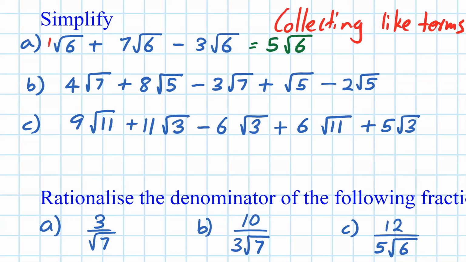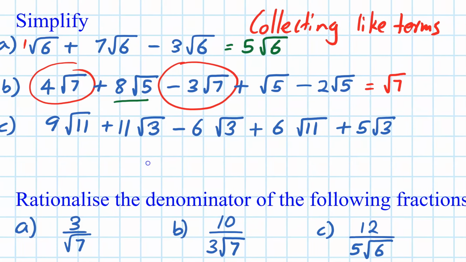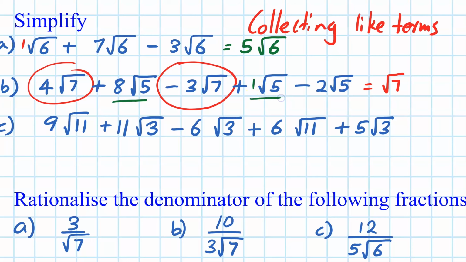Next one, you can see, 4 root 7 take 3 root 7. Well, I end up with 1 root 7, isn't it? And then the rest are 8 root 5 and a 1 root 5, altogether 9. Take 2 root 5 is 7 root 5.